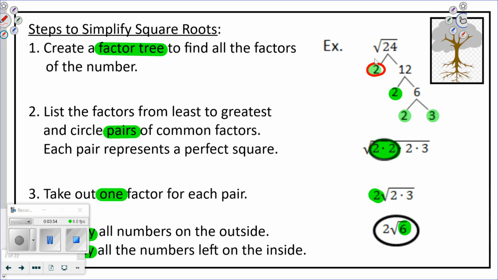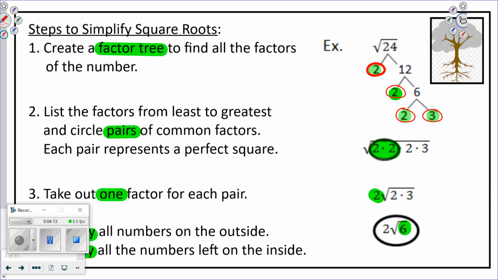Okay, 12 I can keep breaking down. That's 2 and 6. Again, 2 is prime, I'm going to circle it. And then 6 breaks down to 2 and 3. Bless you. So those are all my primes. Now this is along the side. It's kind of how a textbook sets it up. I don't make you write all of that.